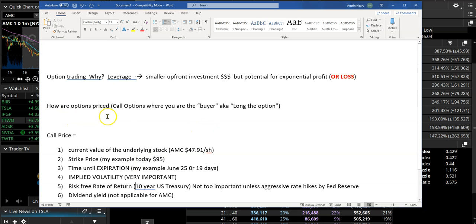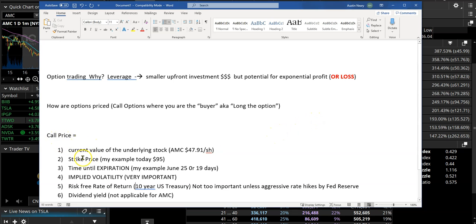So how are options priced? Call options, where you are the buyer, which I think is what you're doing, buying call options, is considered calling. It's coined long the option. So you're long, meaning you expect it to go up in the long term. All right, and so how are they priced?